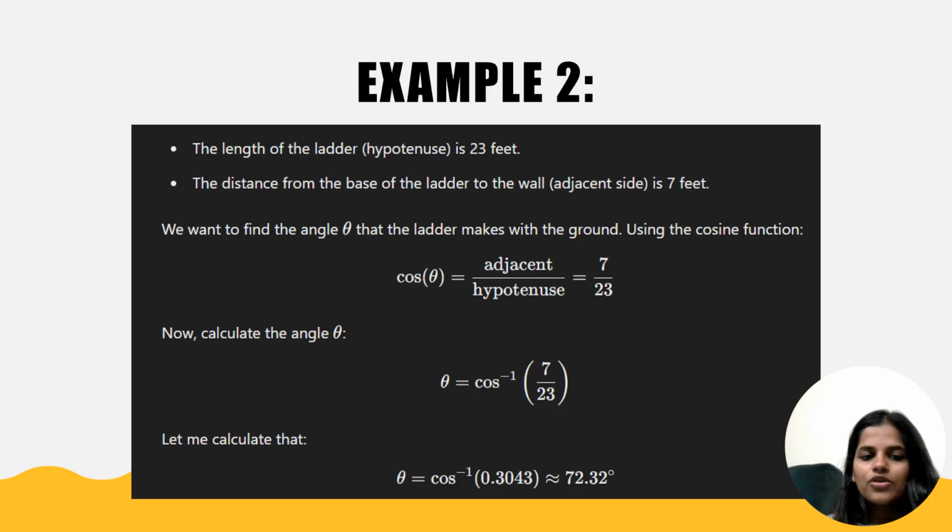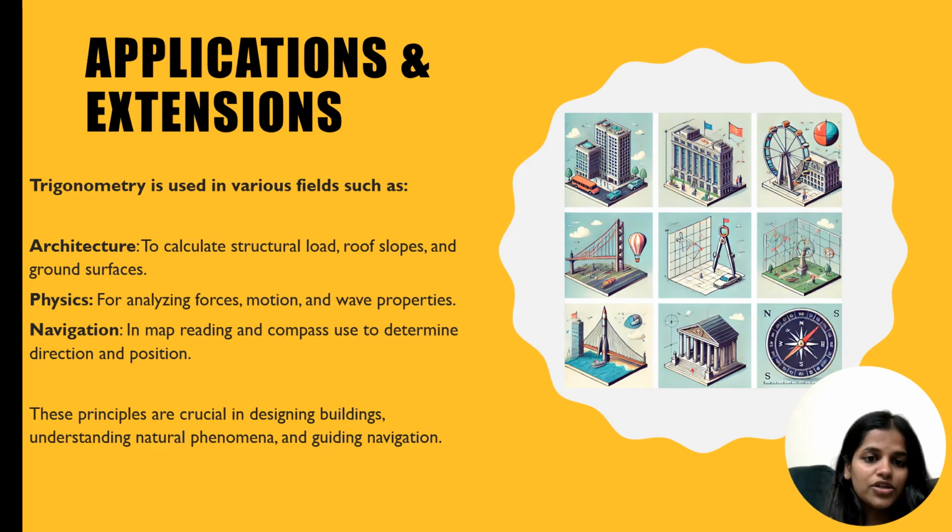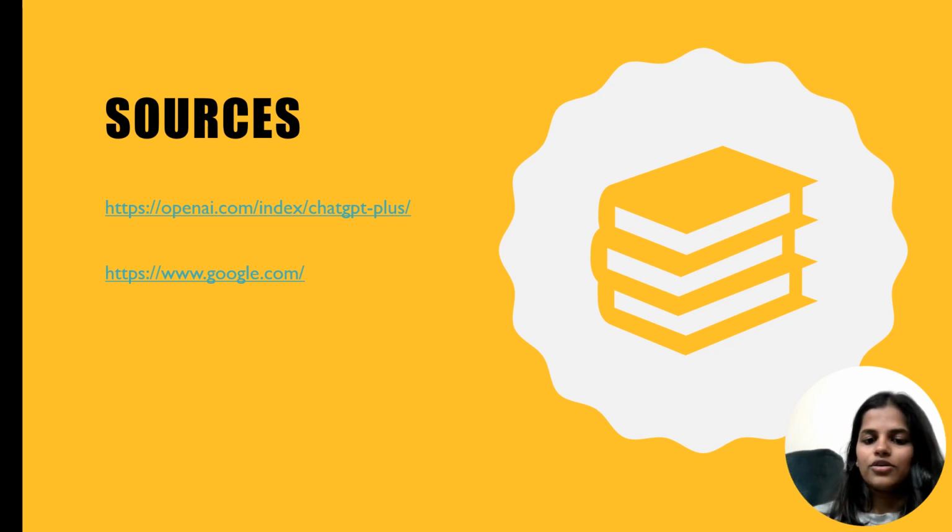So I'm going to move forward with the applications of trigonometric functions. In architecture, trigonometry is used to calculate roof slopes, structural loads, and ground surfaces. In physics, it helps in analyzing forces, motion, waves, and properties. In navigation, it's used for map reading and determining direction with a compass. Trigonometry plays a vital role in various fields. I hope this session helped clarify the process for you. Thank you for your attention.